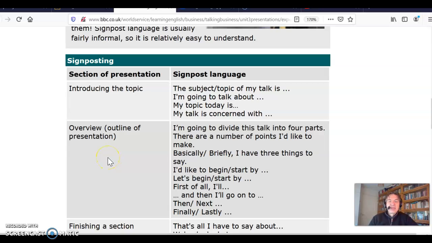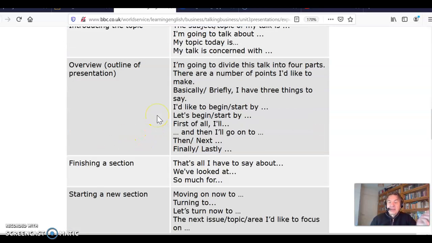Signposting means showing your audience the structure of your presentation. It can mean introducing the topic, so saying my topic is. You can even justify your topic, why you chose the specific topic, and this is especially important if the topic has some personal significance for you. The audience is always interested to know that. Then you can give some kind of overview. You can say that, okay, my presentation consists of 4 parts, blah, blah, blah.